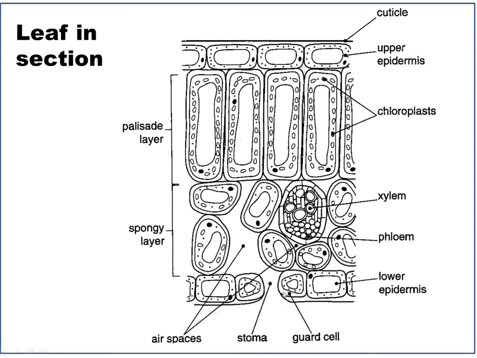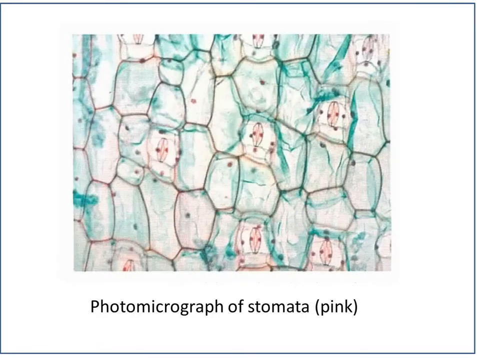And then on the lower epidermis, every so often, you have guard cells which surround the stomata, or stoma, singular. So here is a microscope slide of some stomata. You can see the guard cells here, which are surrounding the hole, which is the stoma. Those little pores there are the stomata, and the cells that are surrounding the stomata are the guard cells.